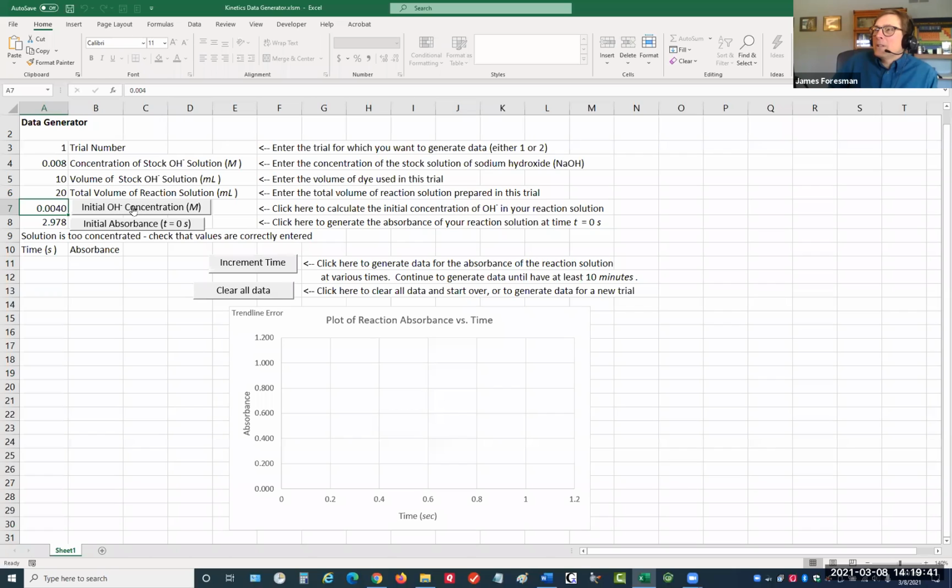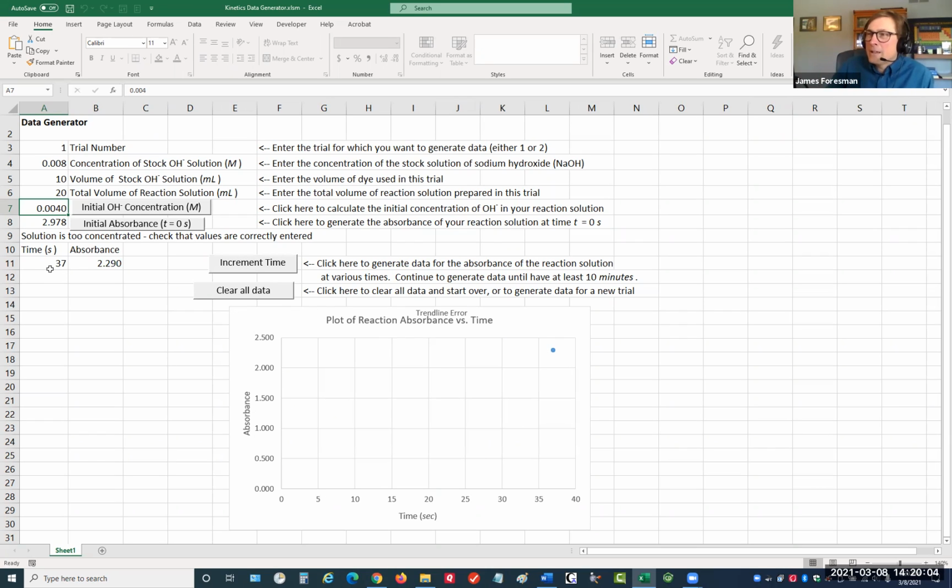So I clicked on the initial hydroxide. I clicked on initial absorbance. So this would be at the start of the reaction, the time 0, the initial absorbance, before it starts to react. And now I will click on the increment time button, and time moves along here and is recorded, 37 seconds.